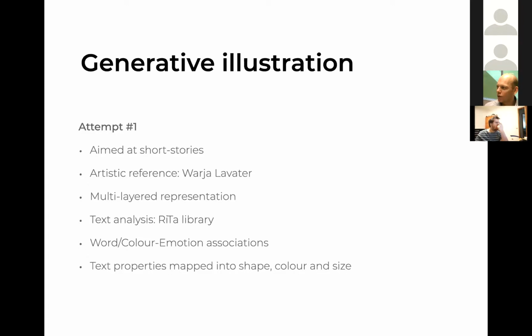Then we use some lexica to establish associations between words and emotions, and words and colors. The core of this system is the mapping between text properties into visual elements like shape, color, and size. So this is a summary of our first attempt with short stories.